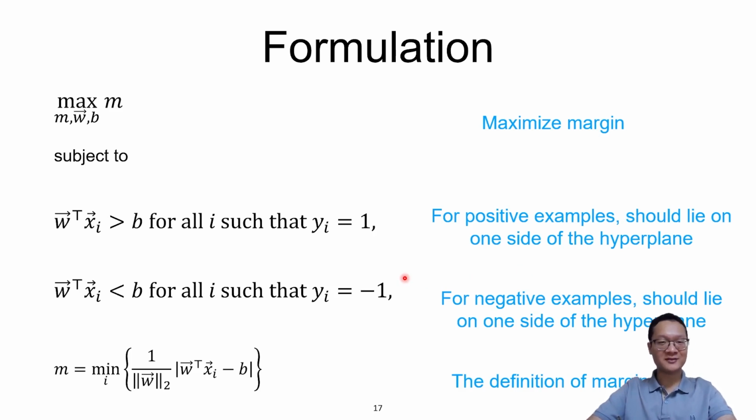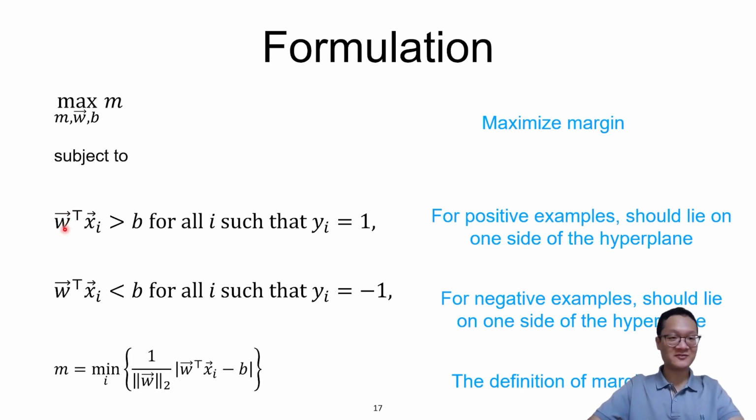Okay, now let's take a second look. We began our formulation with maximizing the margin, subject to this definition of margin. That was the second criterion that we talked about. The first criterion was that the data points with positive label must lie on one side. So that was the first constraint.